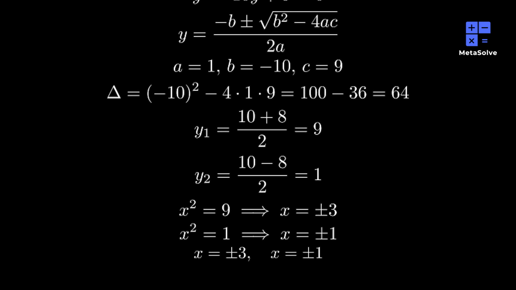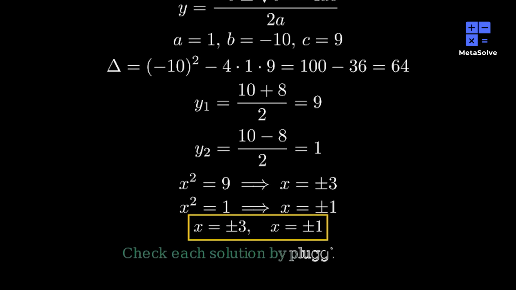Putting all our solutions together, the original quartic equation has 4 real solutions. x equals 3, x equals negative 3, x equals 1, and x equals negative 1. Let's clearly highlight our answer. If you want to check, you can substitute each solution for x back into the original equation to verify that it really does equal 0. And that's how you solve quartic equations like this by substitution.